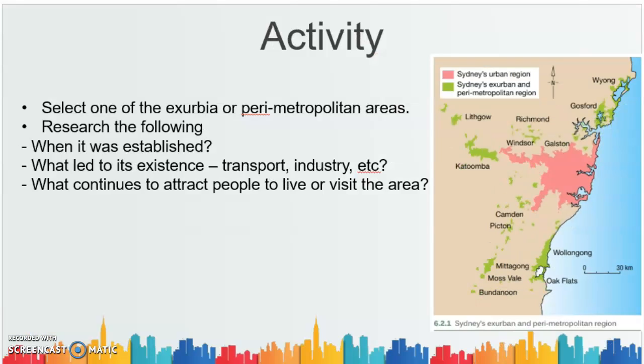Okay, so what I'd like you to do is select one of the exurbia or peri-metropolitan areas from this map. And I'd like you then to find out the following about that place. I'd like you to find out when it was established, what led to its existence. So why did people move there? Did they move there because it was an easy commute? Did they move there because of a particular industry? Maybe gold mining or some sort of other industry. Did they move there because it's particularly pretty or for other reasons? So why was it established? And what continues to attract people to live there or even visit the area?